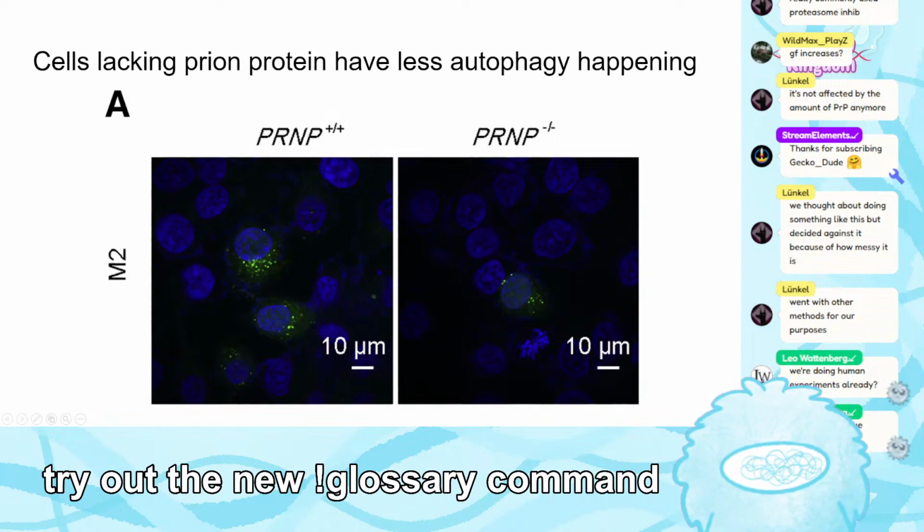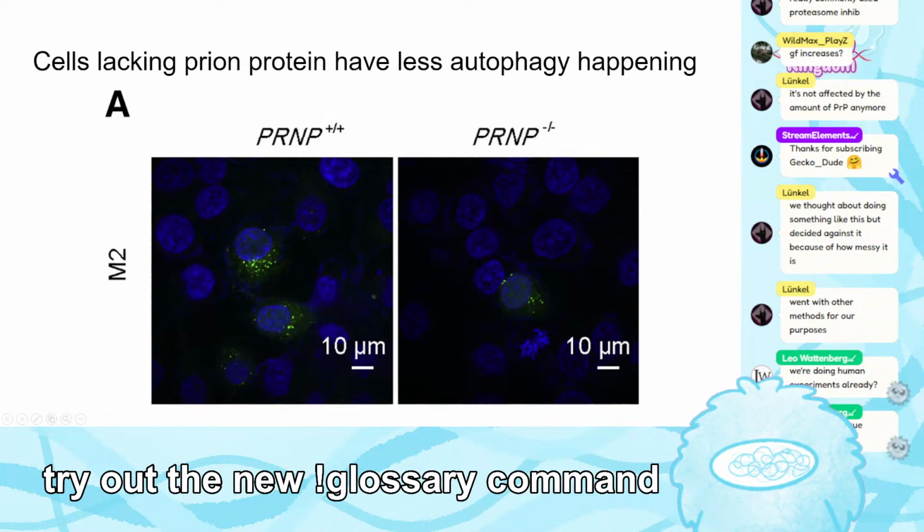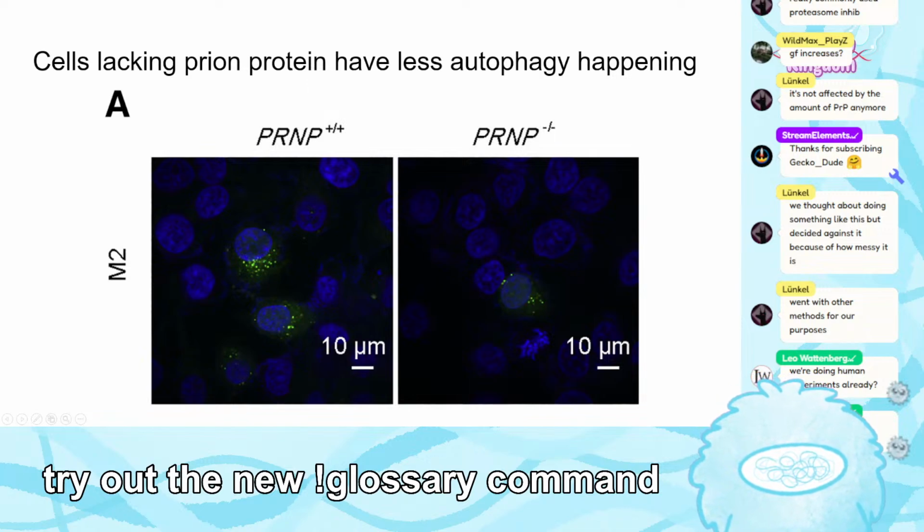So in cells that lack prion protein, you have less autophagy happening, right? The relationship between IGFR1 and autophagy can be kind of confusing. I'm about to lose it. I'm getting myself mixed up here, but the data don't lie, so we just look at the data. M2 is a marker for autophagy. We see in these fluorescent cells that when you do have the prion protein, you get more autophagy happening. When you don't have the prion protein, you get less of it happening. Yeah, okay, never mind. That makes sense.